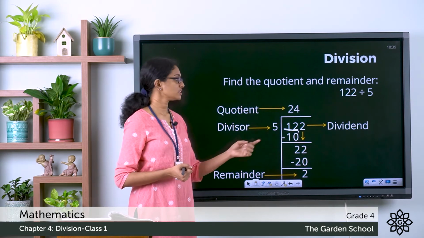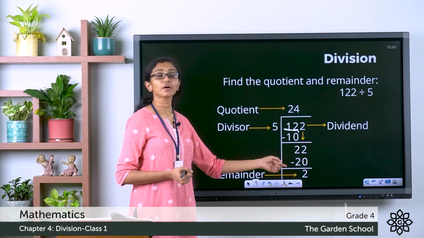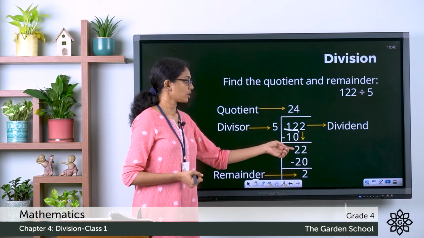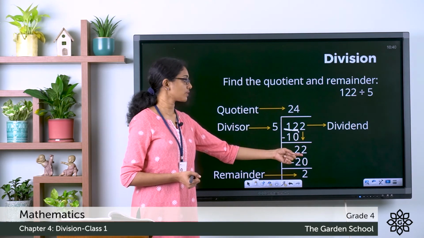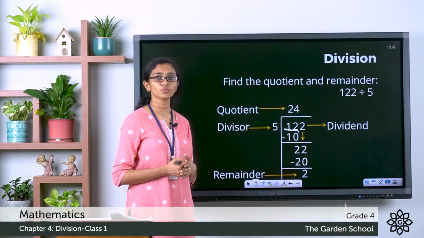So what is the process? Divide, multiply, subtract, and then you have to repeat the process. So now we have 22 here. You have to divide 22 by 5 now. So how many 5s are there in 22?